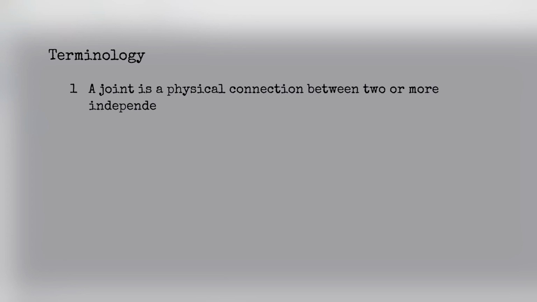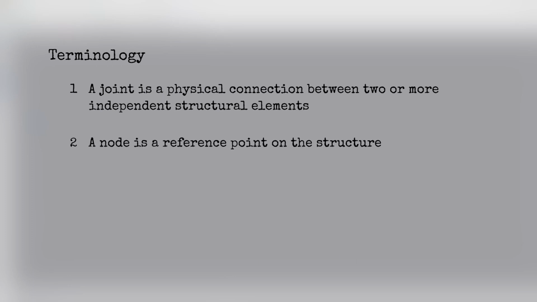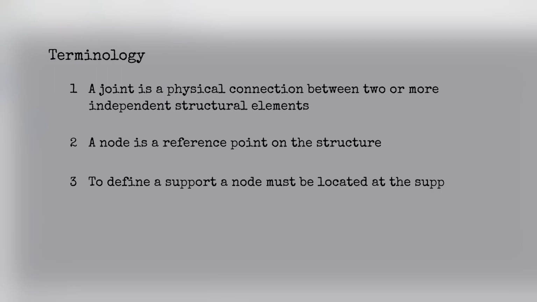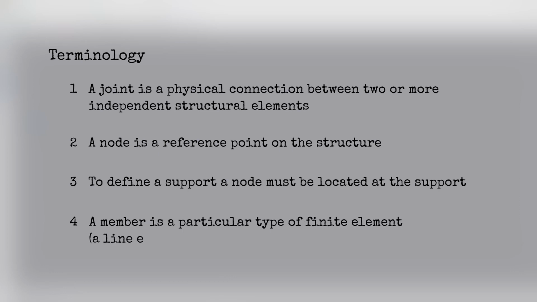To summarize: 1. A joint is a physical connection between two or more independent structural elements. 2. A node is a reference point on the structure. 3. To define a support, a node must be located at the support. 4. A member is a particular type of finite element, a line element, that's used to model beams and frames. This has been a bit of a detour, but worthwhile. Terminology is important.